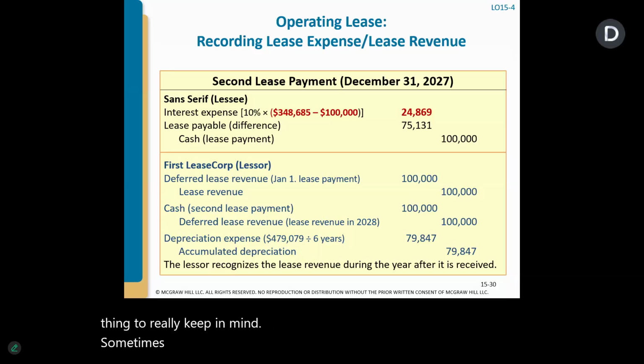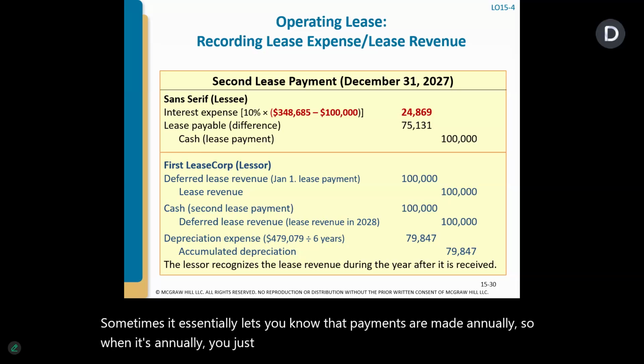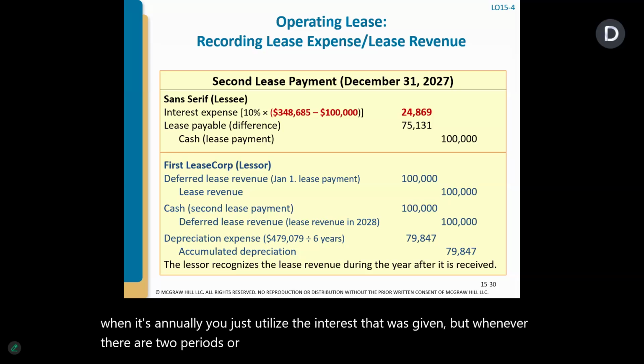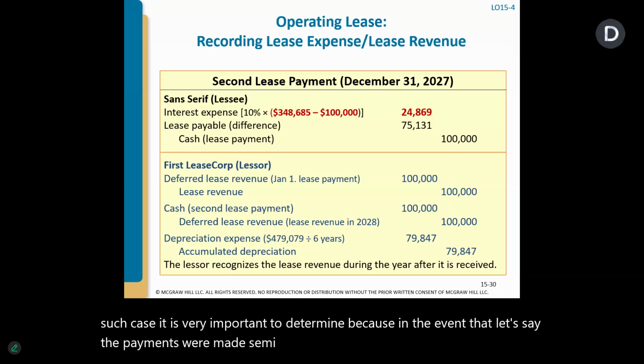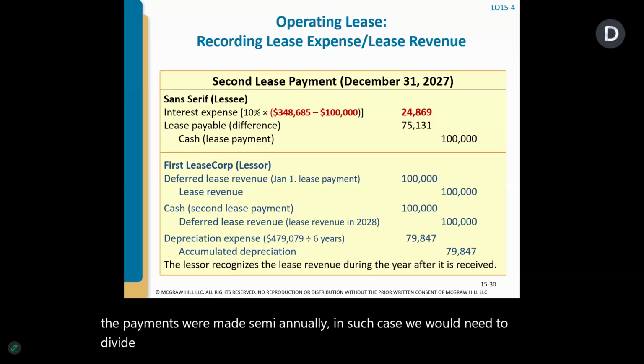Sometimes it essentially lets you know that payments are made annually. So when it's annually, you just utilize the interest that was given. But whenever payments happen frequently during a year, it is very important to determine that, because in the event that, let's say, the payments were made semi-annually, in such case, we would need to divide it by 12. But again, I want to make sure you understand that.